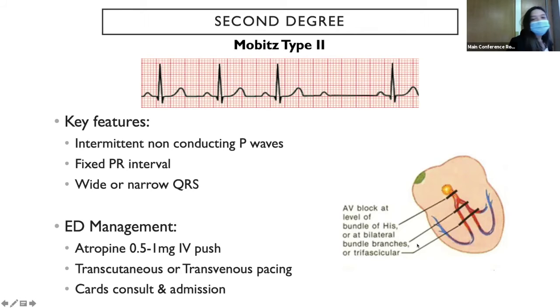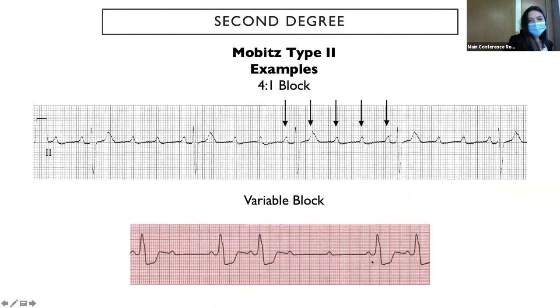If the patient's unstable and you need time to get to pacing, you can also give epinephrine in order to bridge them so you're able to transcutaneously pace them. If they don't respond to transcutaneous pacing, you move on to transvenous pacing, and again, this needs cardiology consult and admission. So here are some additional examples of a type 2 block.